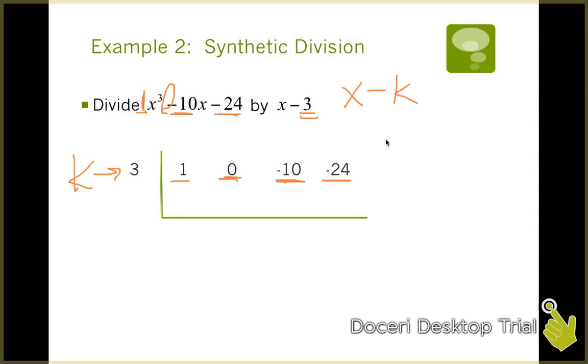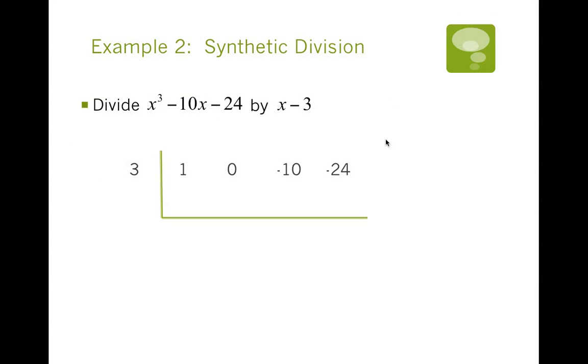Okay? So now I'm going to go through the process of synthetic substitution. So just like we were doing a couple of lessons ago, I'm going to bring down the 1 and then multiply, add my column, multiply, add my column, multiply, add my column. Now when we were doing this as substitution, we were only interested in the negative 27 because that was the answer. But now that we're doing this as division, we're interested in everything in that last row.